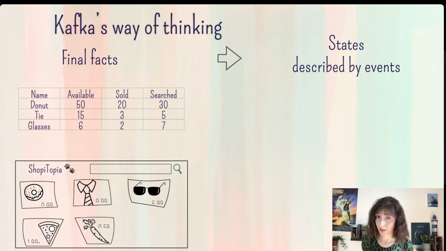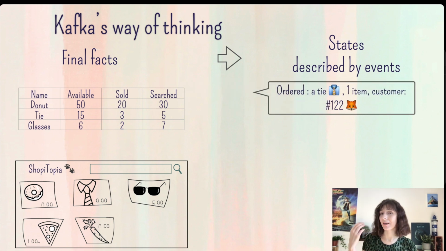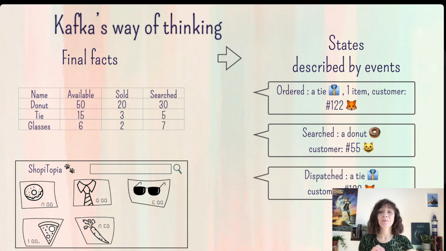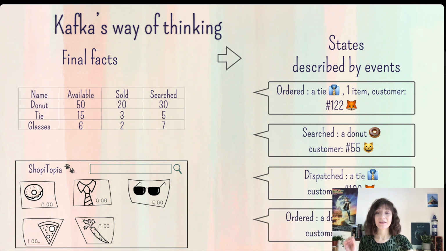What if instead we view this data as a flow of events? For example, a customer ordered a tie. Another customer searched for a donut. Then we dispatched the tie to the previous customer, and the second customer decided to order 5 donuts. And this shows the whole life cycle of a product purchase.